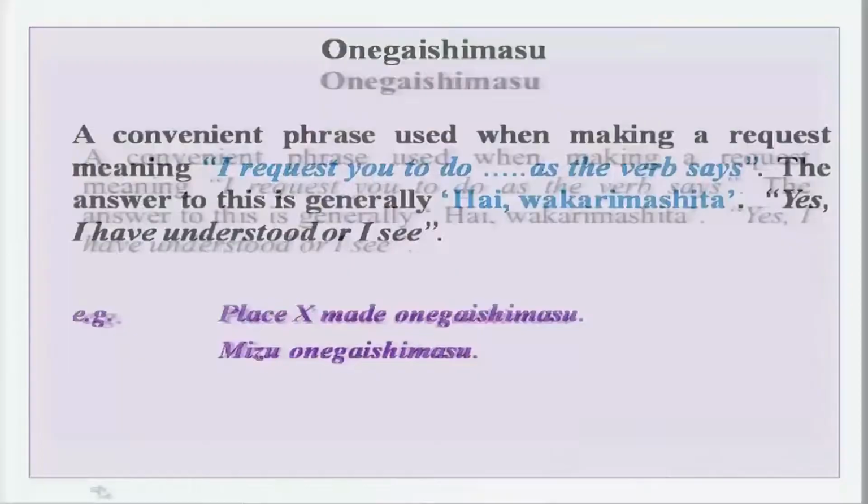So, place made onegai shimasu. Please drop me to this place. So, place X made onegai shimasu. It's a request. For example, if you are thirsty and you want to have water, you go to a restaurant and you ask for water. So, simple, mizu onegai shimasu. So, these are situations where you can use onegai shimasu for requesting to do something.